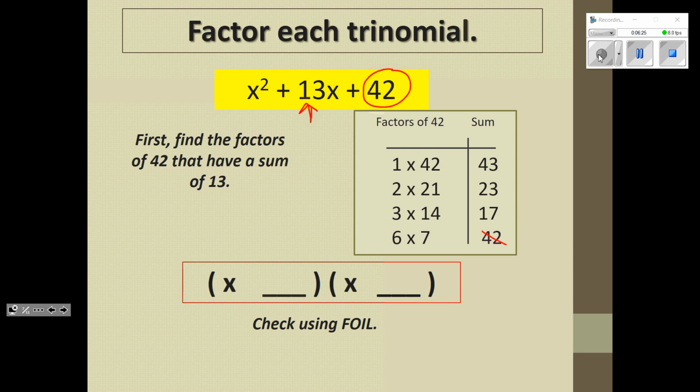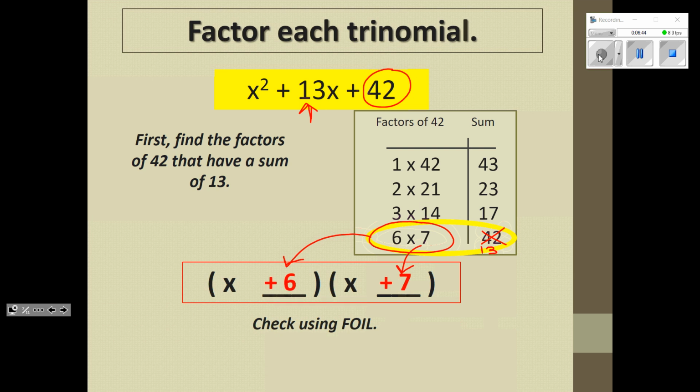This right here is the multiplication of it. 6 plus 7 is 13. So here's the pair that we want, and we're going to plug those in. It was a positive 6 and a positive 7. So that would be x plus 6 and x plus 7.